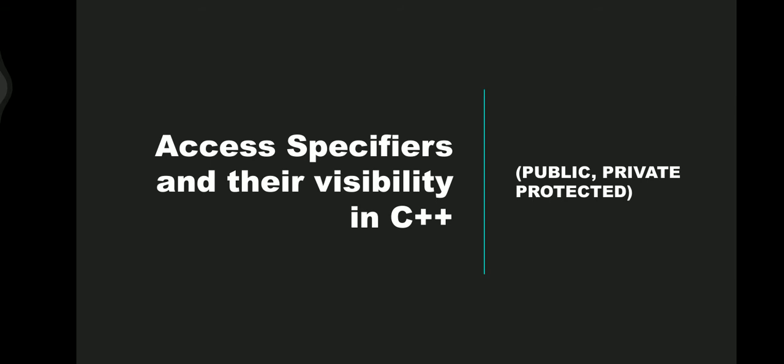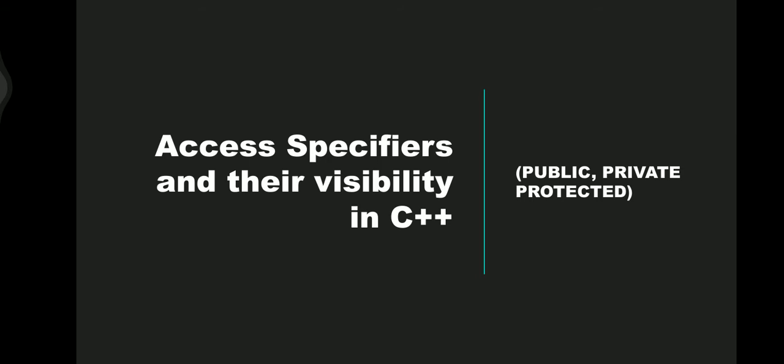Today we are going to learn what are access specifiers and their visibility in C++. So firstly we will go through what are access specifiers. Access specifiers are used for determining or setting the boundary for the availability of class members, that is data members and member functions, beyond that class.